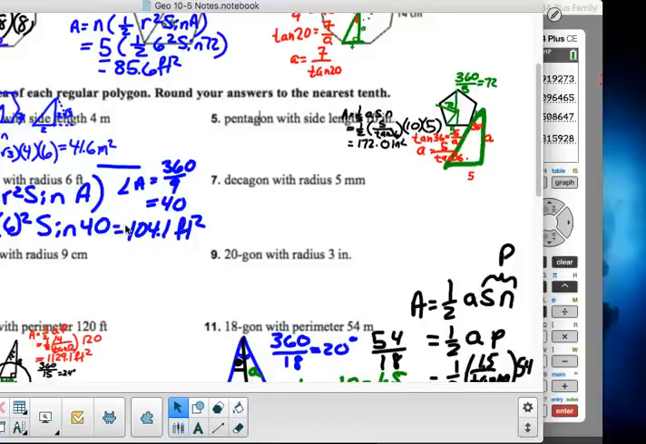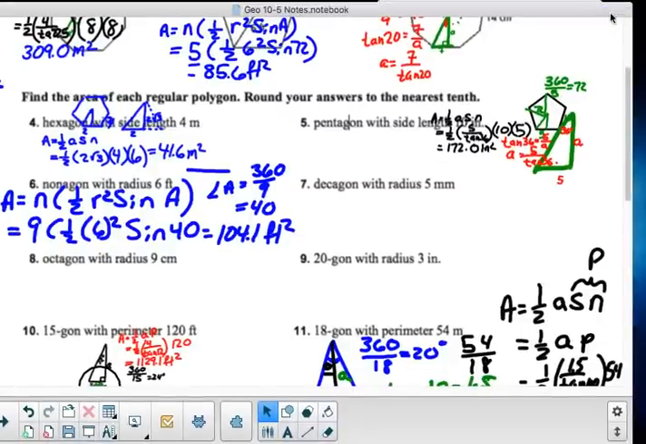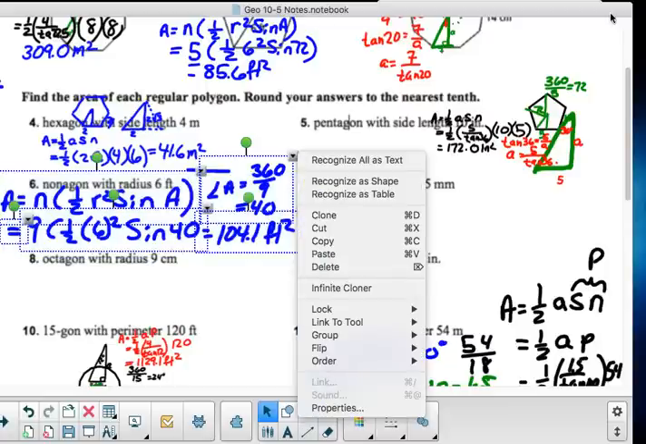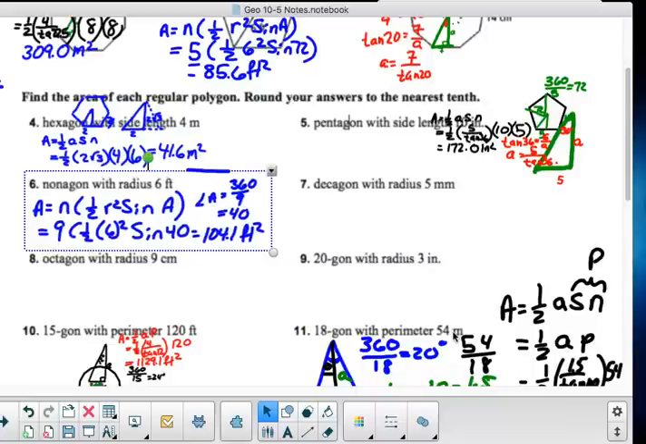Okay, done. That's my area. All right, now, again, this only works when you're provided a radius. If you're given a radius, you can work on this and get her done. If you are not given the radius, you cannot use this formula. You must have a radius.